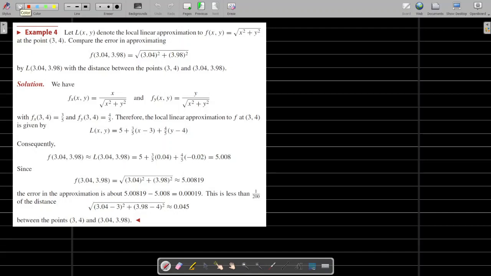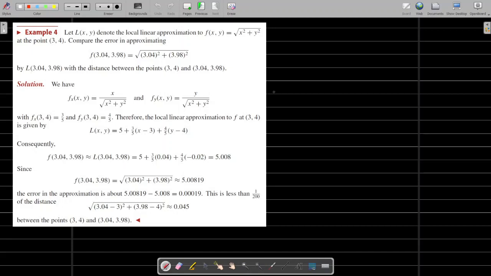Compare the error in approximating f(3.04, 3.98), where f(x, y) equals the square root of x squared plus y squared, that is the square root of 3.04 squared plus 3.98 squared, by L(3.04, 3.98), with the distance between the points (3, 4) and (3.04, 3.98). So first we will just find the local linear approximation.